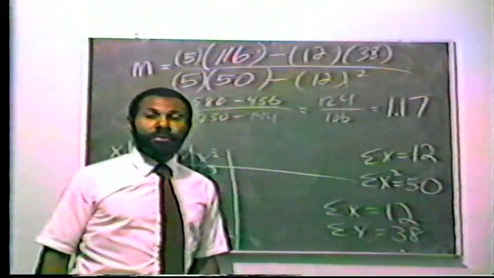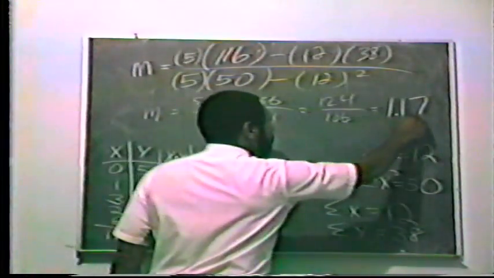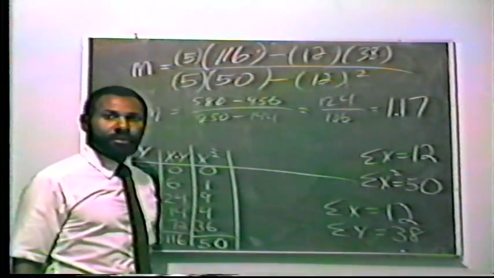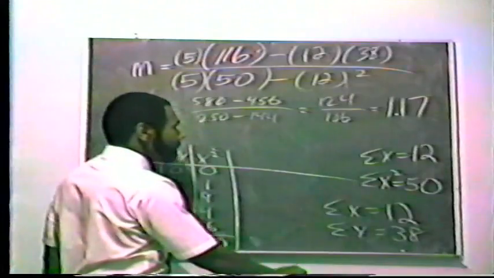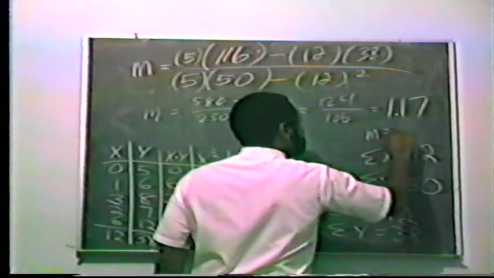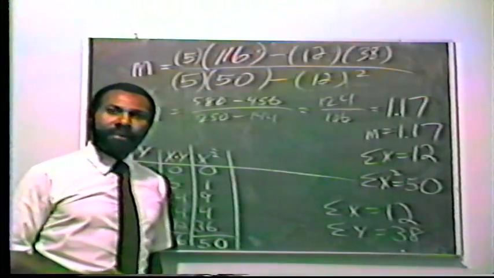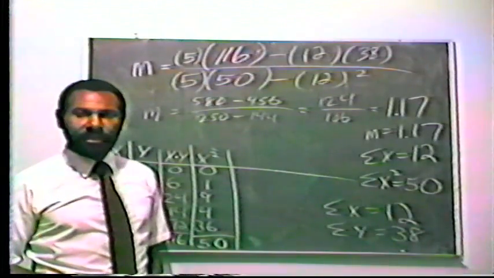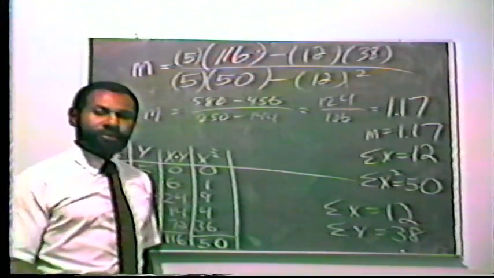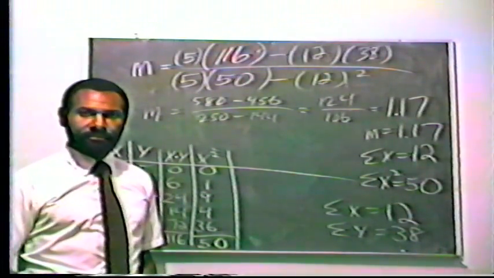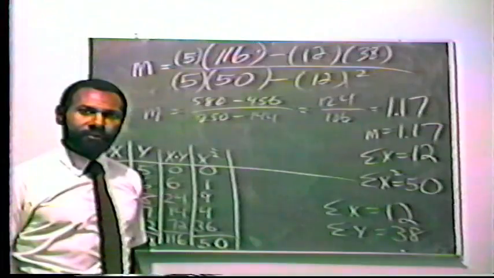Now, the number that you should have gotten for m is 1.17. That represents the slope of the line of best fit. So we'll write on the side here, m equals 1.17. Now, before we can write the regression line, the line of best fit, and complete our regression analysis, we need to find the y-intercept of the line of best fit. Once again, this is the formula for the y-intercept of the regression line.